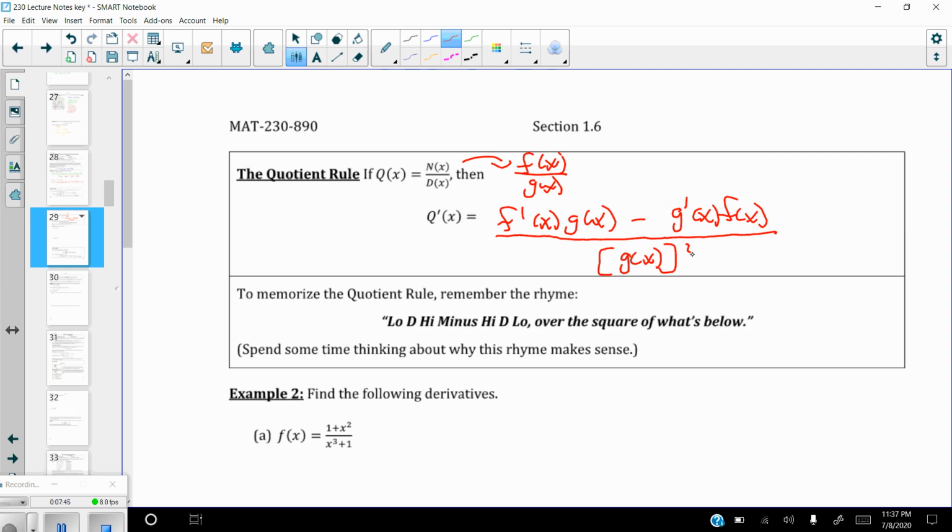I've actually never heard it in that specific form before. I've heard it as low d high minus high d low all over the square of the low. Same idea. I just remember it's the derivative of the top times the bottom minus derivative of the bottom times the top all over the bottom squared. Any of those ways work, whatever works for you. You just have to know that that's the formula and that that's how you use it. So let's go ahead and do a couple practice problems.